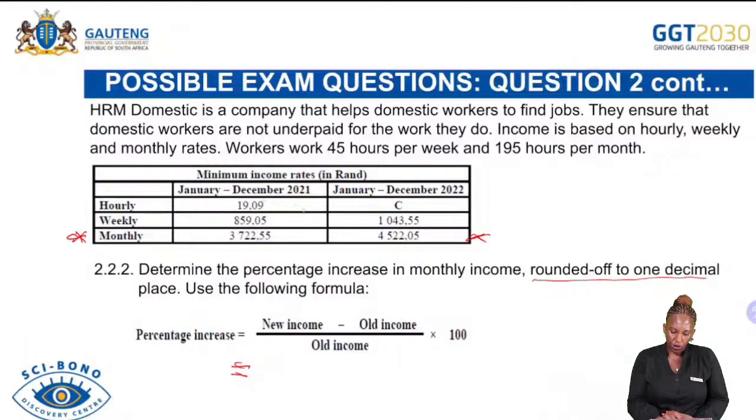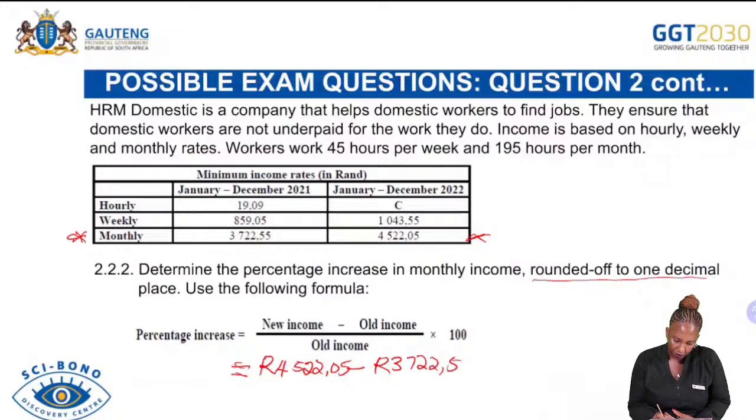Now, January to December 2021, it is 3,722 rand 55, and then January to December 2022, a new income, it was 4,522 rand 5 cents. Now we want to see the percentage increase. Then you'll say the new income of 4,522 rand 5 cents. We subtract the old income of 3,722 rand 55. We divide it by what? By the old income, which is 3,722 rand 55, and then we multiply it by 100.